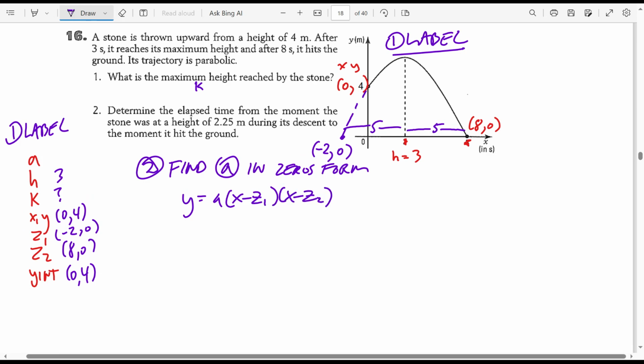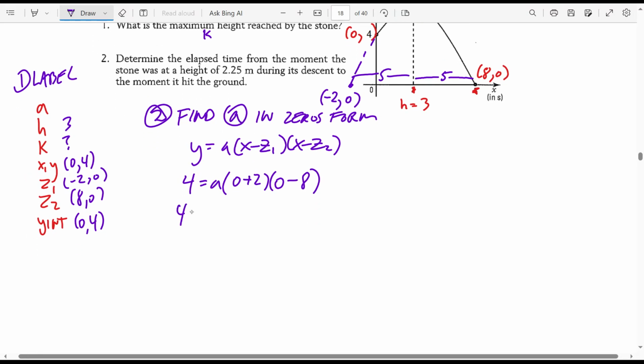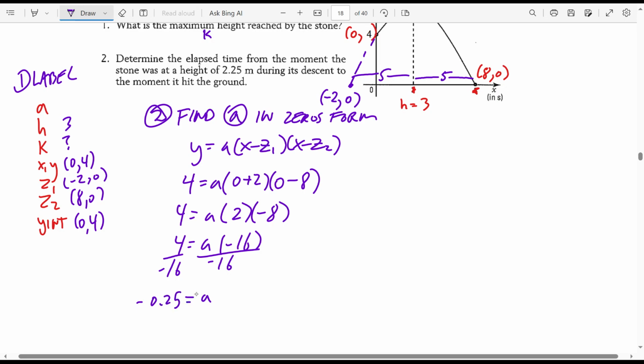And now I can use that (0, 4) that I found. 0 plus 2, 0 minus 8. Now I can just do my math and solve for my A. Relatively easy step. A times 2 times negative 8, negative 16, and negative 16, so A will be equal to negative 0.25.